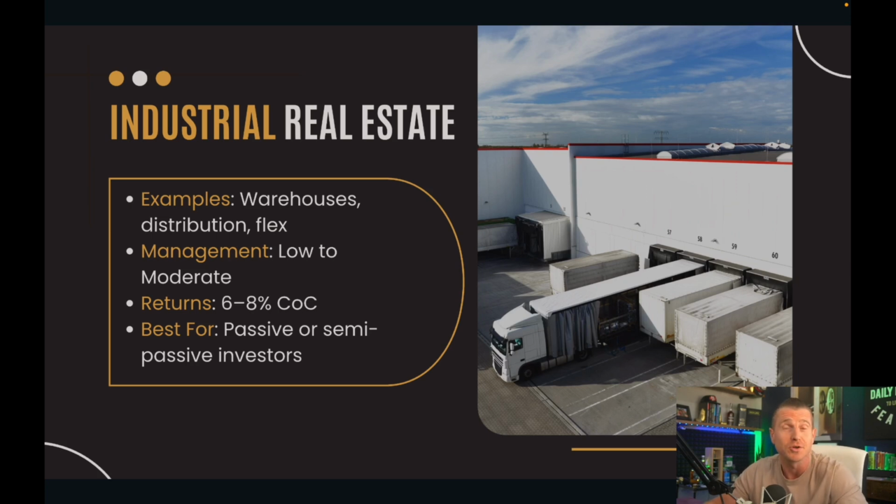This is the beauty of commercial real estate, is the operational intensity oftentimes can be dictated and determined by what your leases say. So that is one of the beautiful things that I love about commercial real estate, is if you understand leasing and how to structure these leases properly, you can maximize your cash flow and value and minimize the management intensity. However, you're going to see this fall in the 6 to 8% cash on cash range.